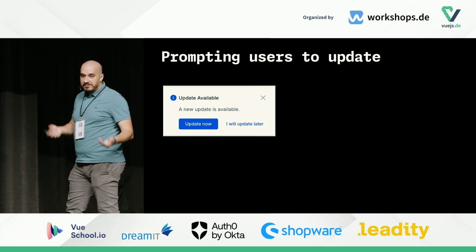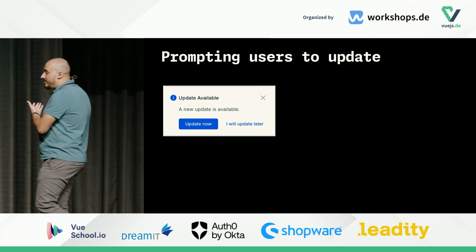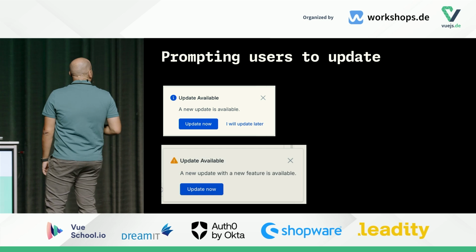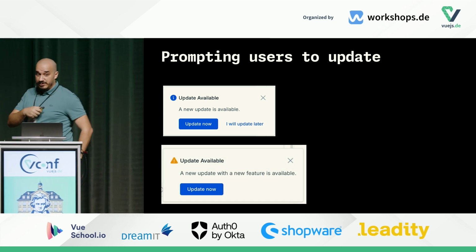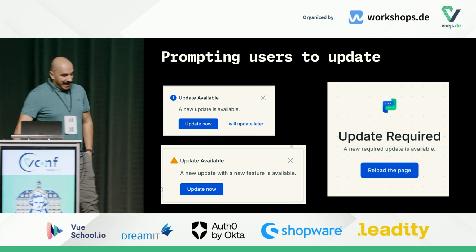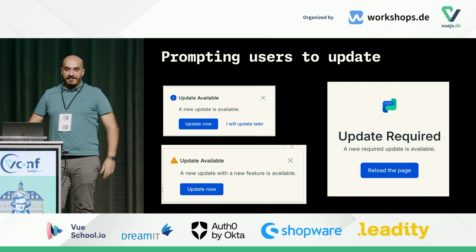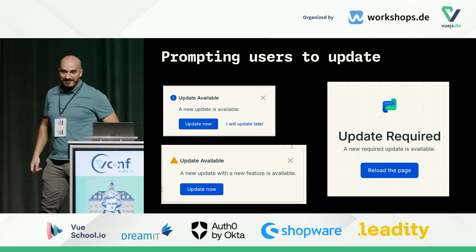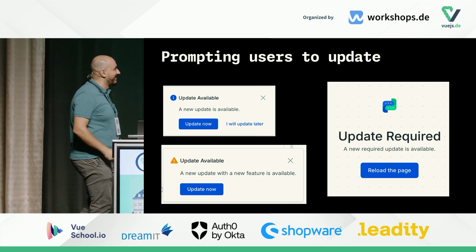So what do the prompts look like? Something like this. If a patch version happens, this is what we show to the user. If a minor change happens, this is what we show to the user. And if a major change happens, we just block the entire app and tell them, you've got to reload. Like, you are way beyond what we expect right now.